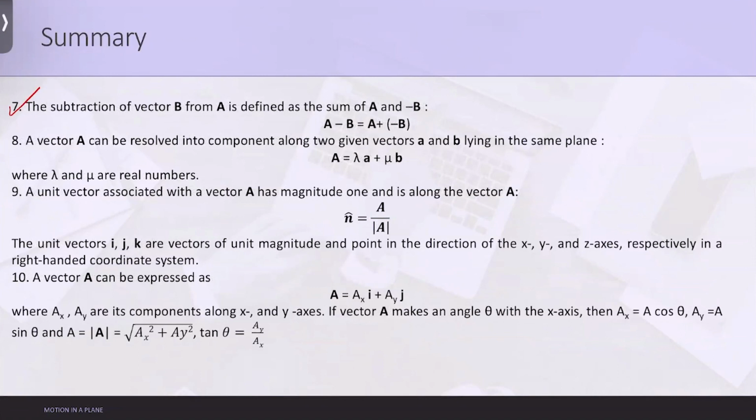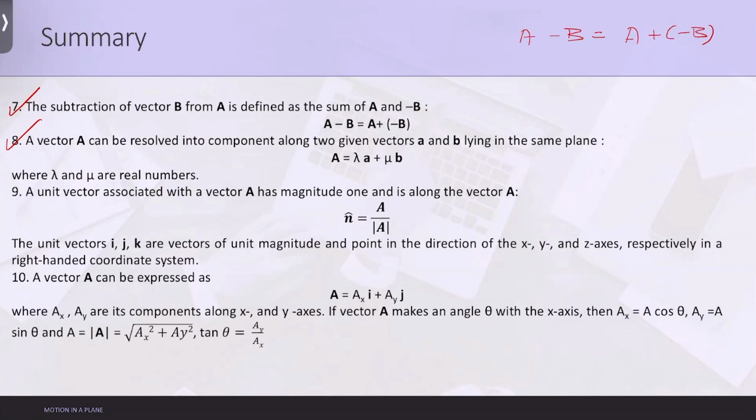Next thing is the subtraction of vectors B and A is defined as the sum of A and minus B. So therefore A minus B can be written as nothing but A plus minus B. Okay. Next thing is a vector A can be resolved into components along two given vectors small a and small b lying on the same plane.